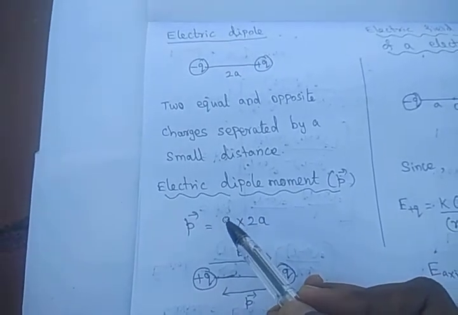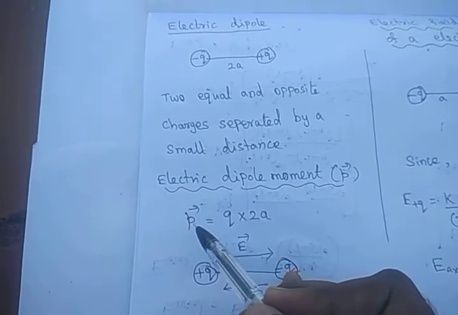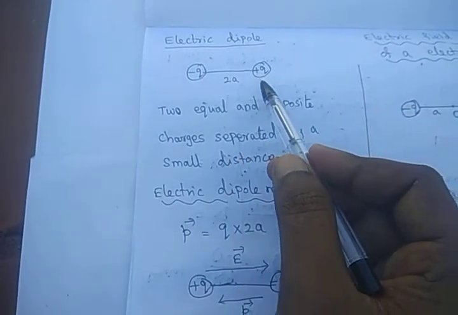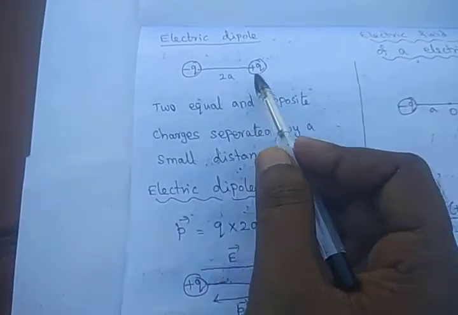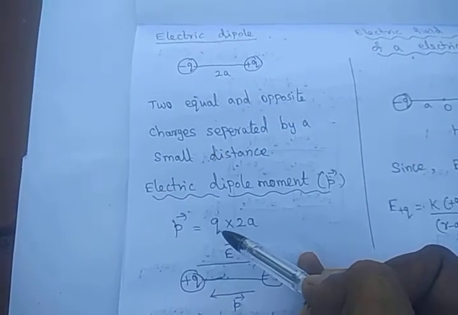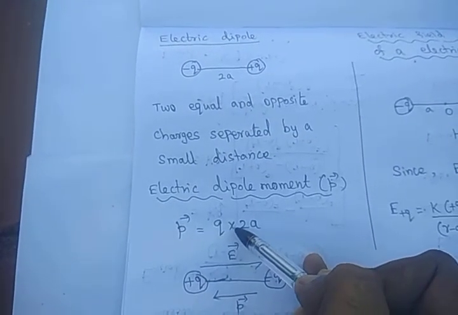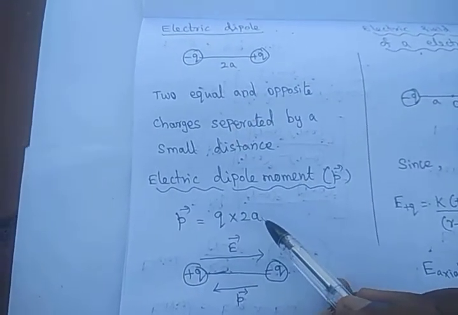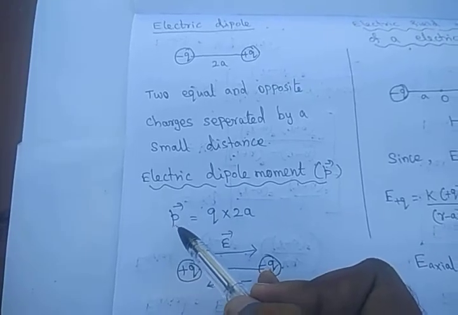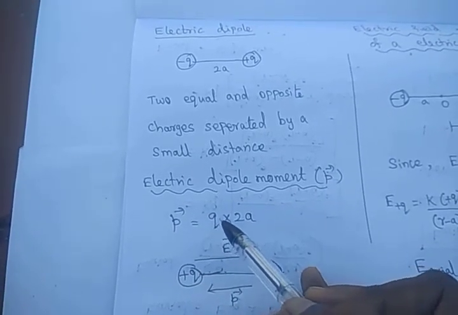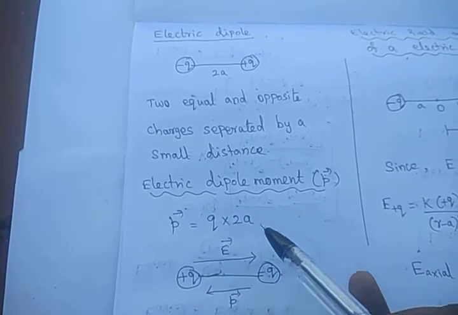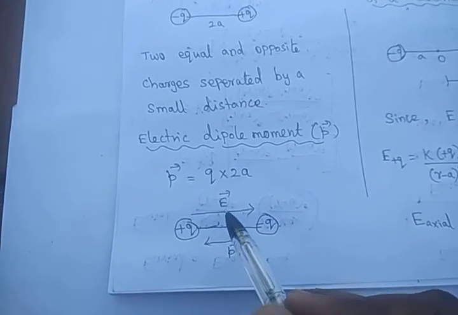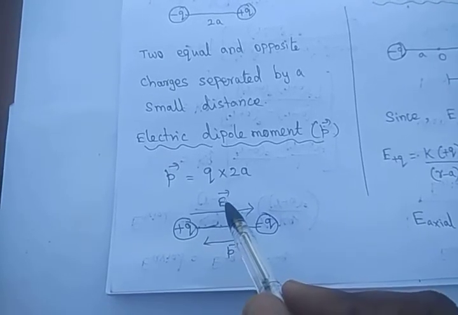So the value of the electric dipole moment can be written as p, small p, which is equal to the magnitude of the charges. The magnitude of both the charges is equal. So we can write the magnitude of the charge q multiplied by the distance between these two charges. That is, the electric dipole moment is equal to the product of the magnitude of the charge and the distance between them.